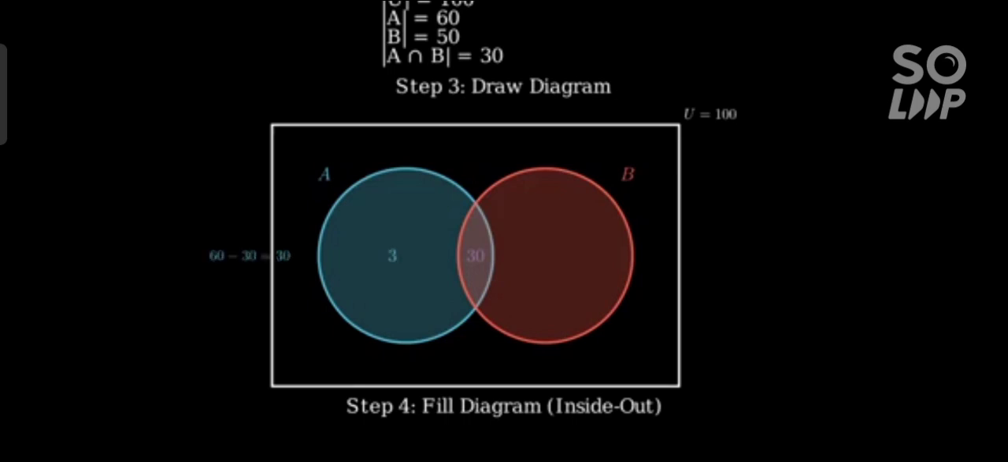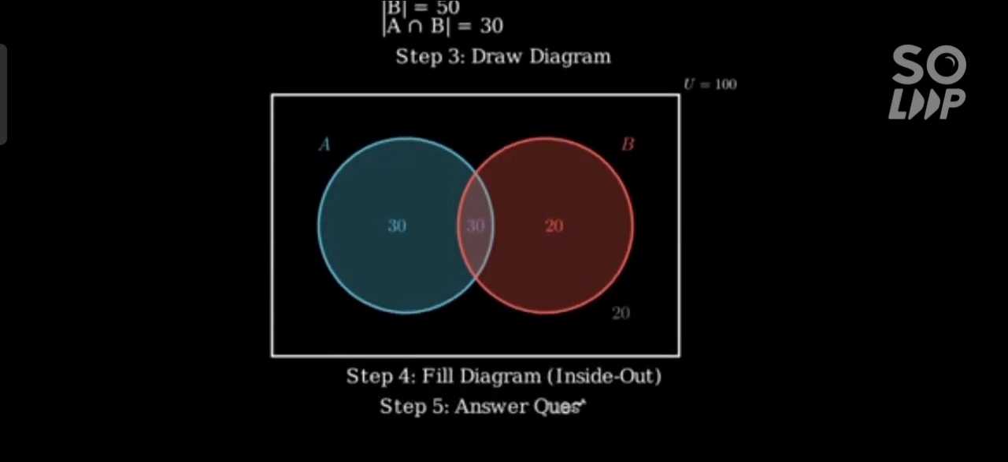Now, the entire circle A must have 60. Since 30 are already in the intersection, the apples-only part is 60 minus 30, which equals 30. Similarly, the entire circle B is 50. The bananas-only part is 50 minus 30, which equals 20. Finally, how many are outside the circles, like neither? The total inside the circles is 30 (A only) plus 30 (both) plus 20 (B only) equals 80. Since there are 100 students total, 100 minus 80 equals 20 students who like neither.